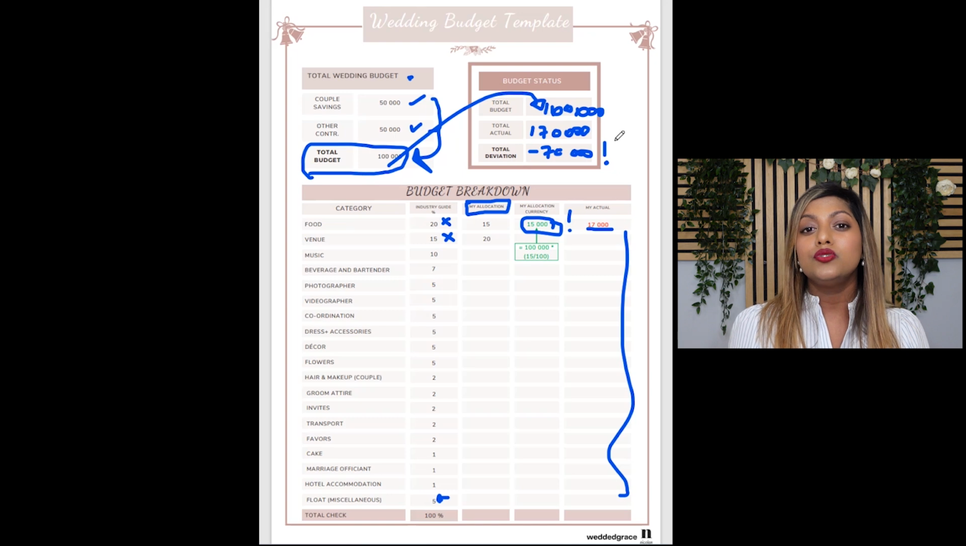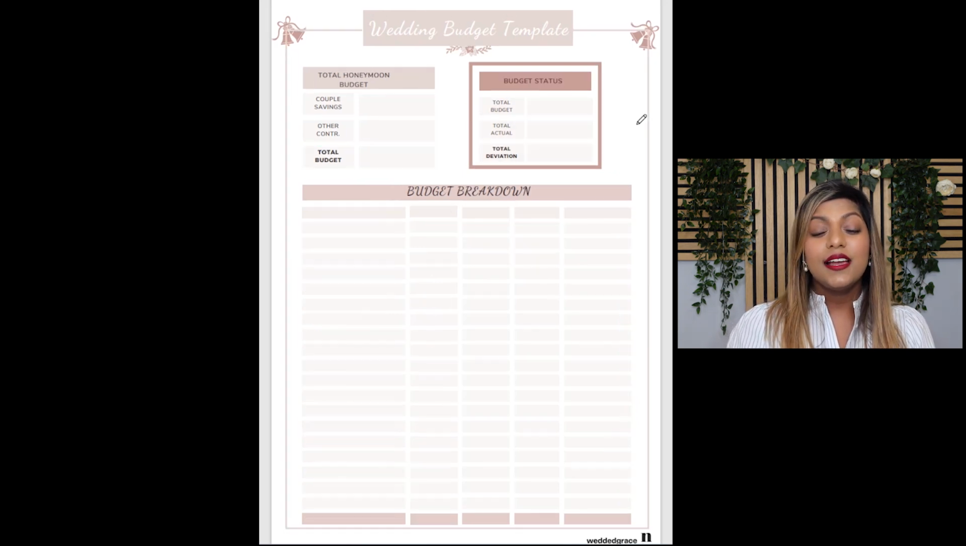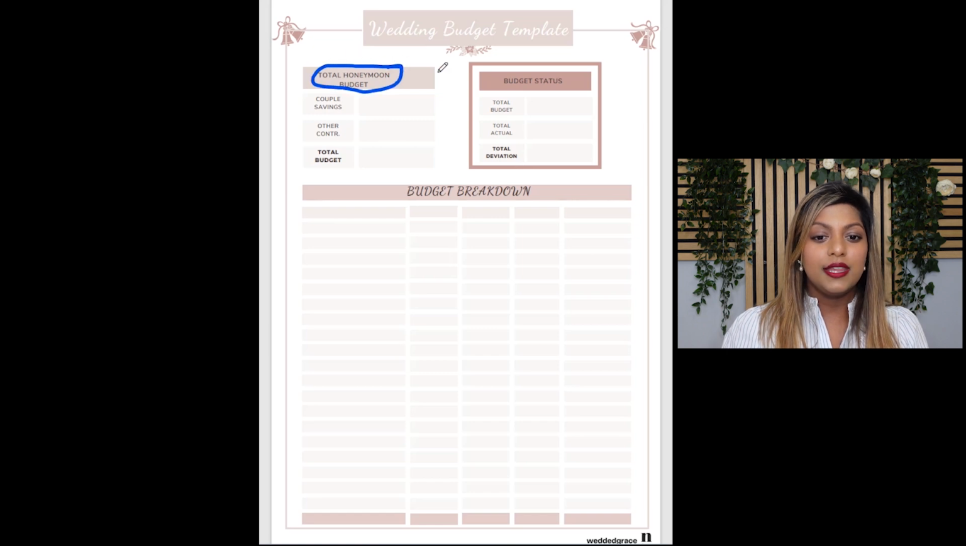So that's really what the budget is intended to do. It's intended to be a tool for you to keep yourself on track, to know where you are financially. And lastly, here is the honeymoon budget. As you see, identical to the first page. On the top left, you have your total honeymoon budget there. You have your budget breakdown down here, and then you also have your budget status tracker.